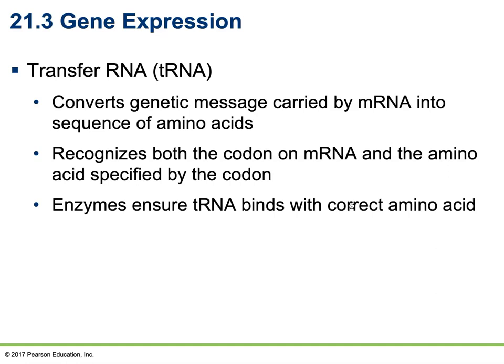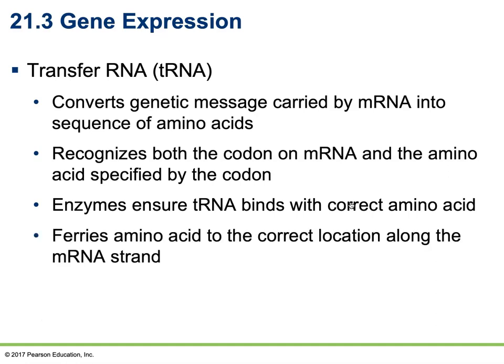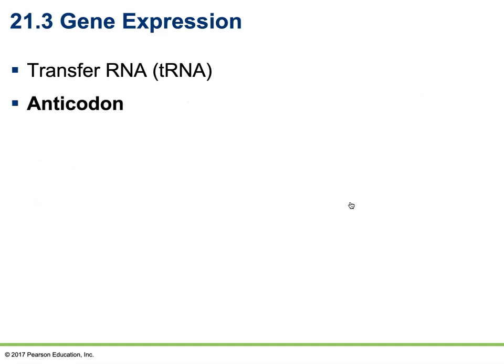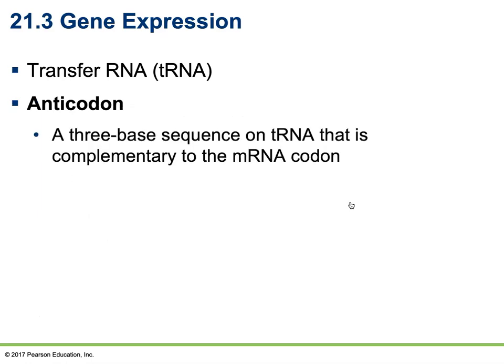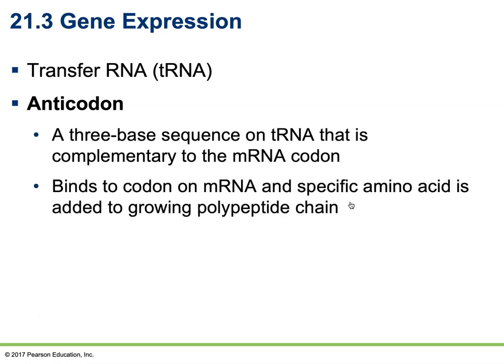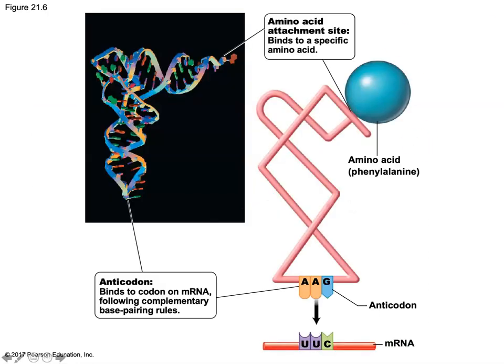So this is going to use an enzyme to ensure that the tRNA binds with the correct amino acid, ferries the amino acid to the correct location on the mRNA strand, and then releases it when it matches to its correct anticodon. The anticodon is a 3-base sequence on the tRNA that is complementary to the mRNA codon. It's going to bind to the codon on mRNA, and a specified amino acid is going to be added to the growing peptide chain. Here's just a little example of what that looks like. Here we have our mRNA sequence.